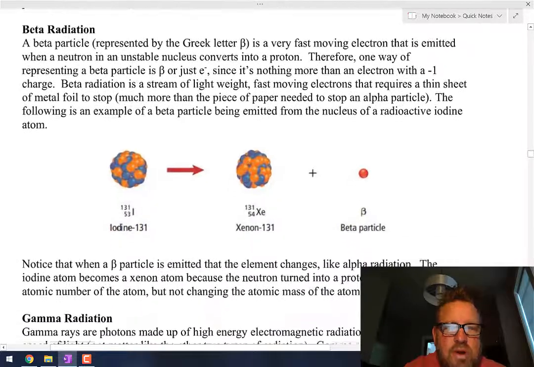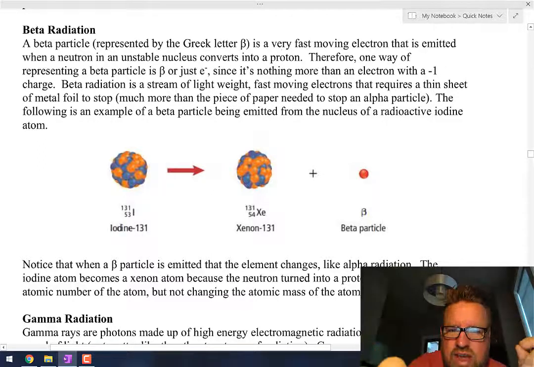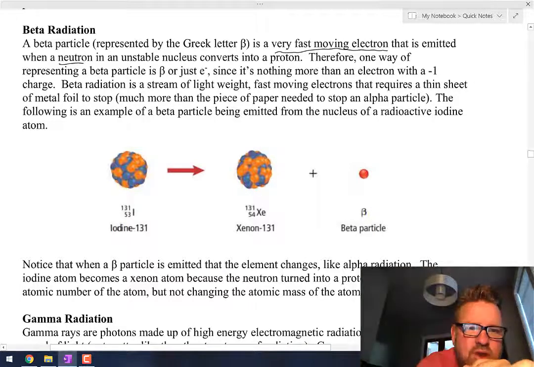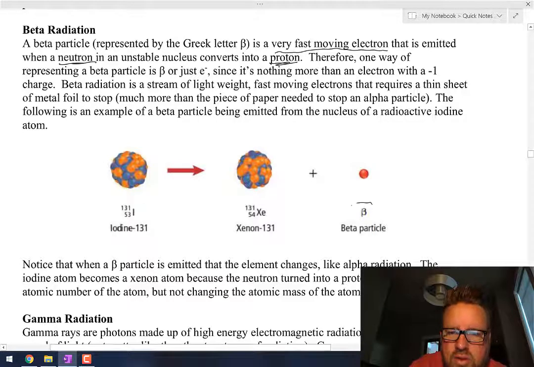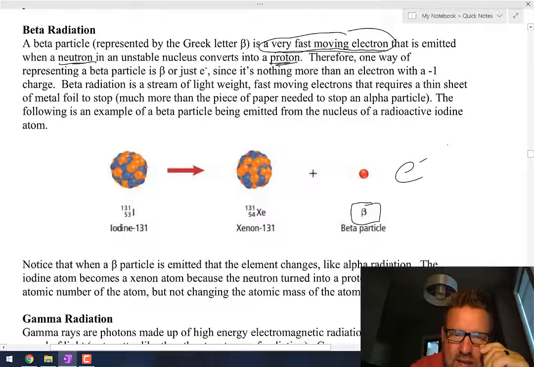Okay, a beta particle is the second type of radiation. The alpha particle was first, which is just a helium atom without any electrons in it. A beta particle is not a nucleus at all. It's not an atom. It's just a very fast-moving electron that is emitted. When beta radiation happens, one of the neutrons converts into a proton. So many times you'll see a beta particle written as the letter B with a little tail on the end of it, or, since it's just a fast-moving electron, you just write a beta particle as e minus.